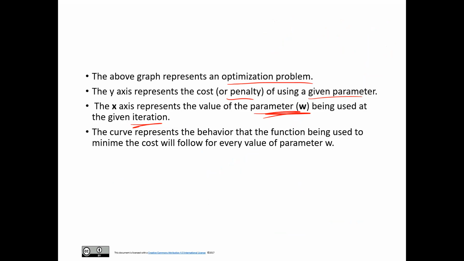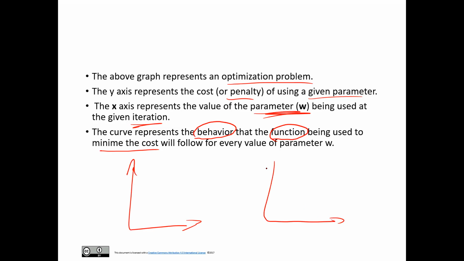So the curve that I showed you before represents the behavior of the function being used to minimize the cost. Oh, sorry. There's a typo there. The curve represents the behavior that the function being used to minimize it will follow for every value of parameter w. Exactly, yeah. So there are actually, in machine learning, two functions that you learn. There's the mx plus b, which, as you know, that's just a line.